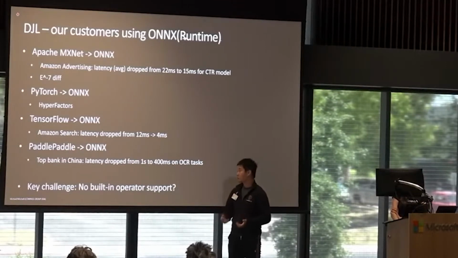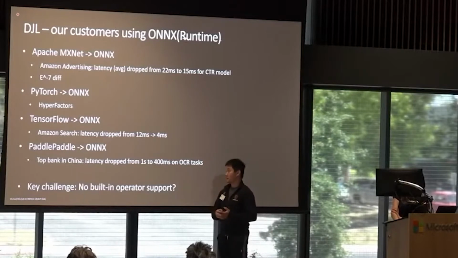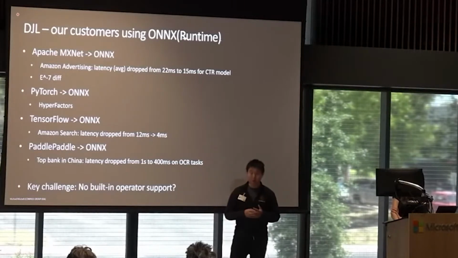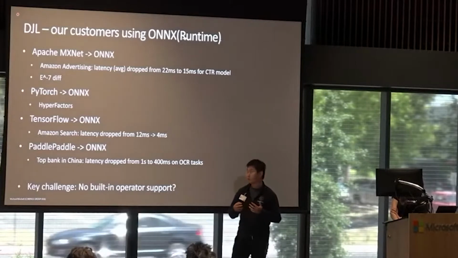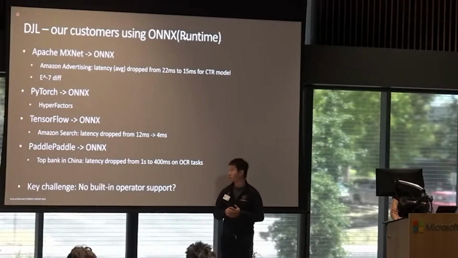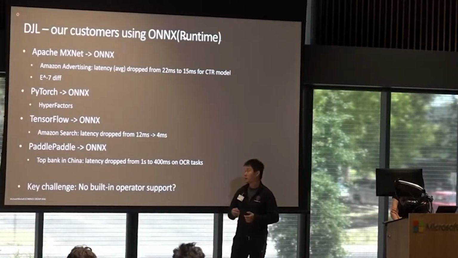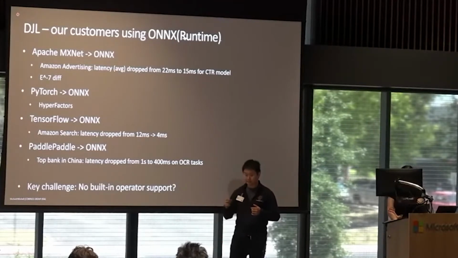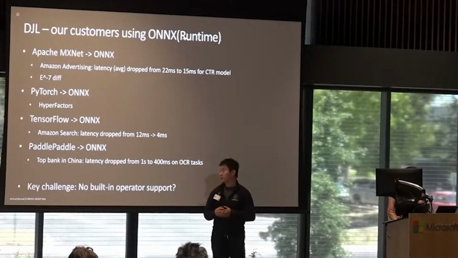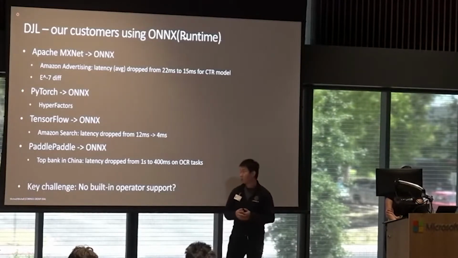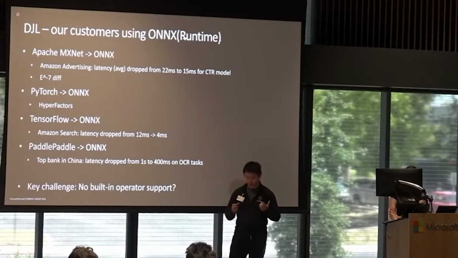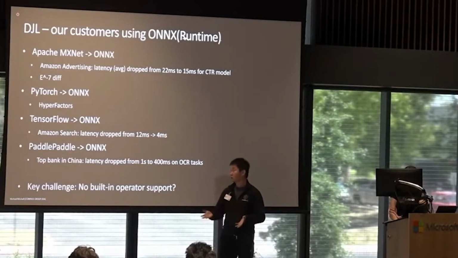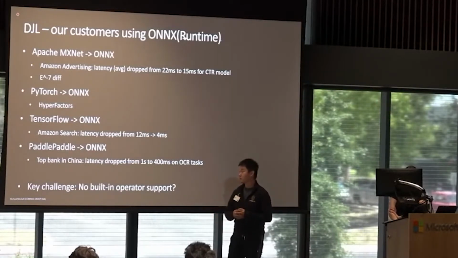We have the Amazon search team here. They have old TensorFlow models, and they really wanted a performance boost on their inference side. So after converting to ONNX, the inference time was reduced from 12 milliseconds to less than 4 milliseconds. And since the DJL library supports multiple frameworks, they also converted a couple of their Scala models to ONNX. It also has very good performance.